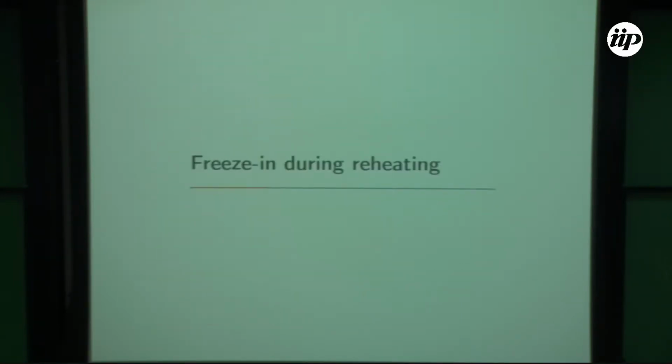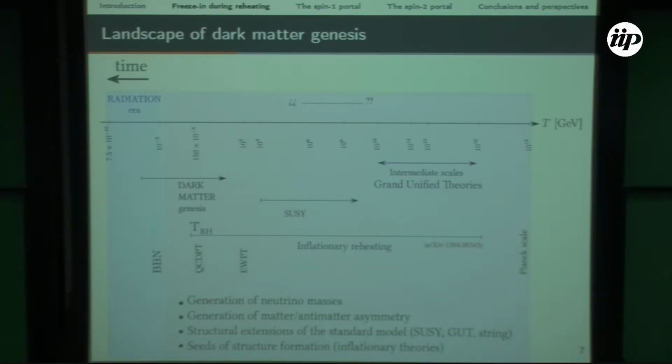And before showing my results, I will explain the main physics at play in these results, because we are invoking heavy particles. So this is the landscape of the dark matter genesis. In order for the dark matter to dominate the energy density of the universe in the matter era, they need to be produced not much later than the Big Bang nucleosynthesis.